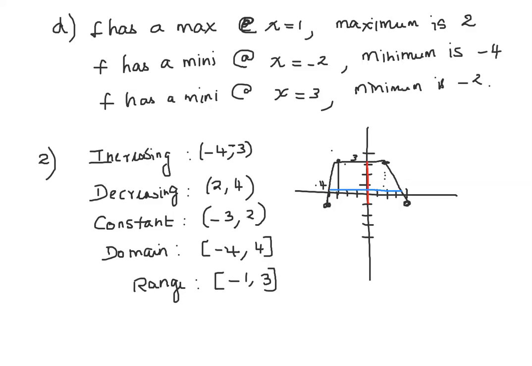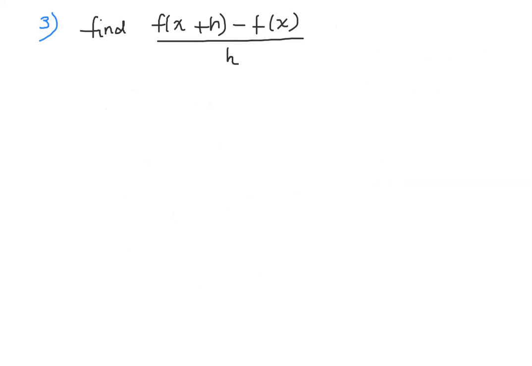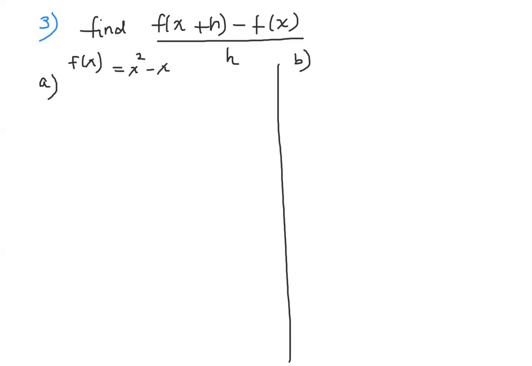Now going to do number 3. Find the difference quotient. So we have to find f of x plus h minus f of x, over h. There are two problems here. The first one is f of x equals x squared minus x minus 2.